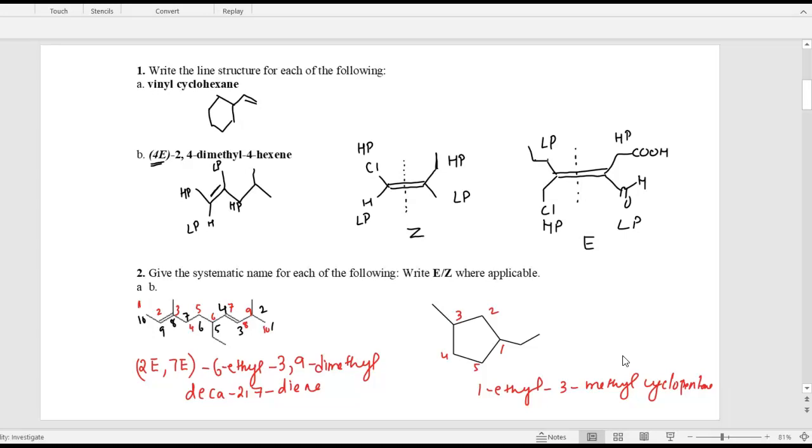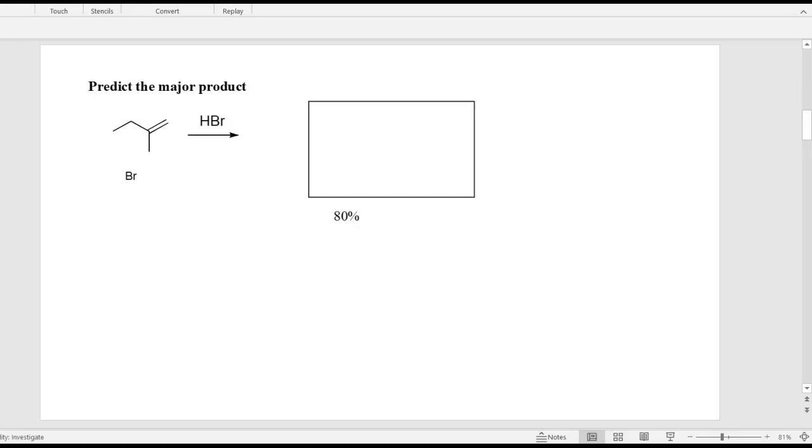Okay, let's go to the next one. Next question. Predict the major product. Okay, so we have an alkene. Let me erase this one. Okay, we have an alkene and we are reacting it with HBr. And what should be the product?